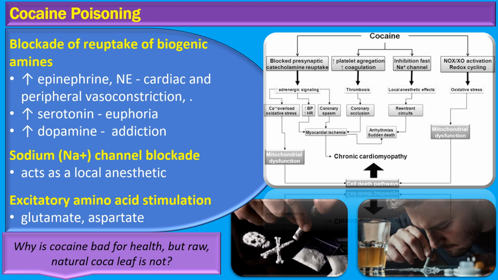Another key mechanism by which cocaine affects the body is through the blockade of sodium channels. By altering the dynamics of neuronal sodium channels, cocaine can slow nerve conduction, mirroring the effects of local anesthetics. This action not only contributes to its local anesthetic properties but also affects cardiac function by slowing the sodium current in cardiac myocytes. In cases of severe overdose, this can lead to a noticeable prolongation of the QRS complex on an electrocardiogram and a decrease in the heart's pumping ability. Lastly, the third mechanism is excitatory amino acid stimulation.